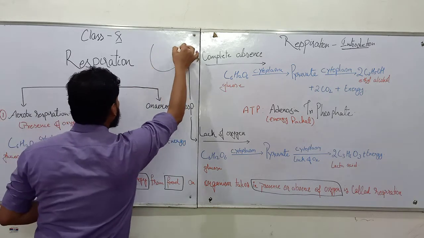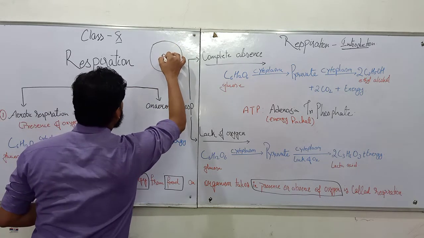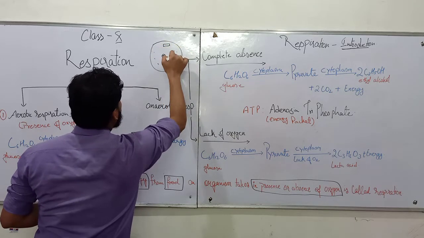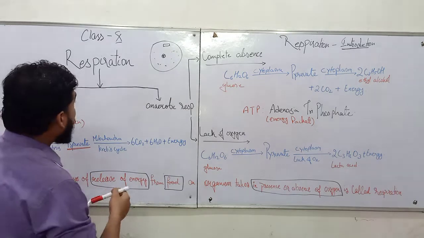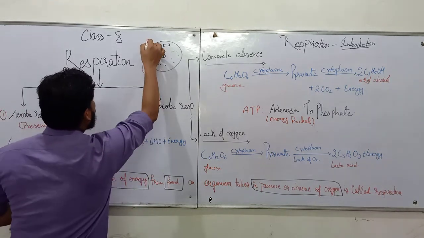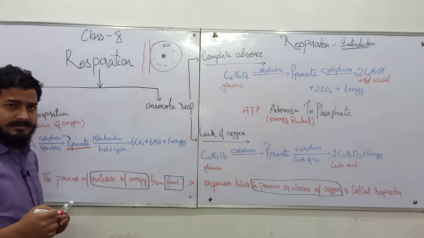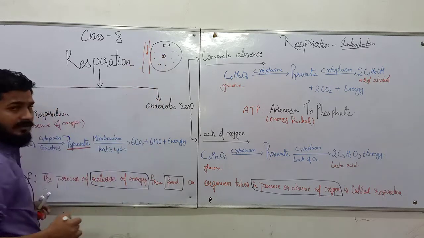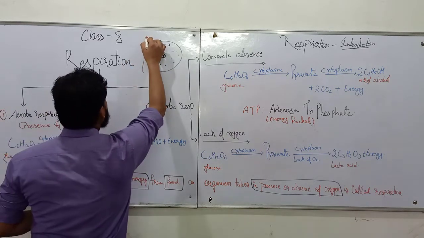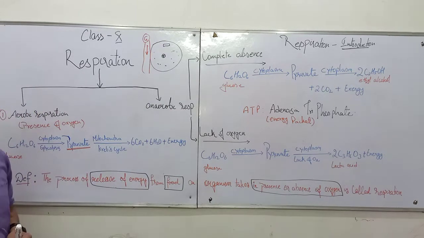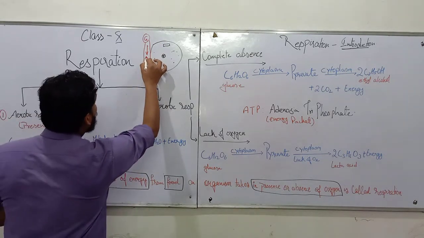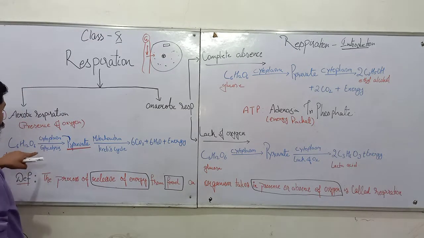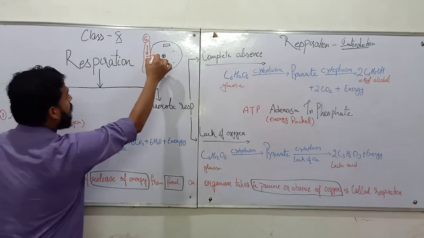this is the cell, this is the nucleus, and suppose this is the mitochondria, and this is all the cytoplasm, and there is a blood capillary passing near the cell. So what happens? Blood is flowing over here. This blood is carrying glucose C6H12O6 in it. This glucose got diffused into the cell. Okay, after diffusion, this glucose got converted into pyruvate.